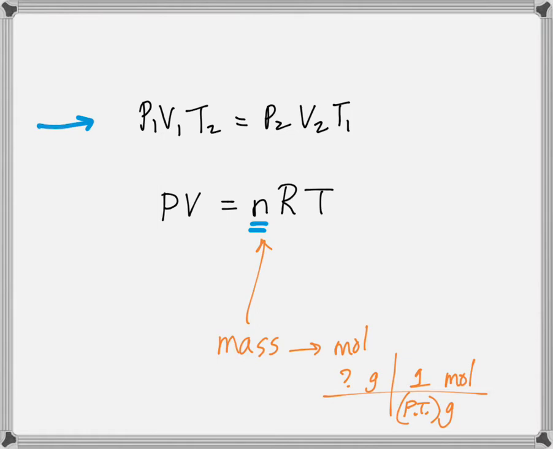Also, in the combined gas law, we have two sets of data. You might have two pressures listed, or two volumes listed, or two temperatures listed. Whereas in the ideal gas law, you're only going to have one set of data actually listed per pressure, volume, or temperature.